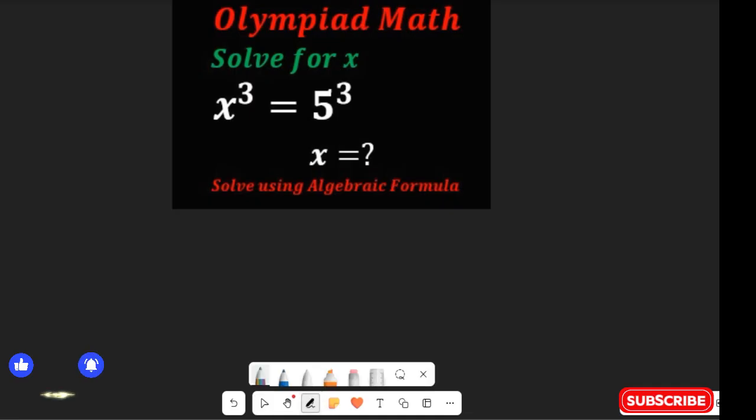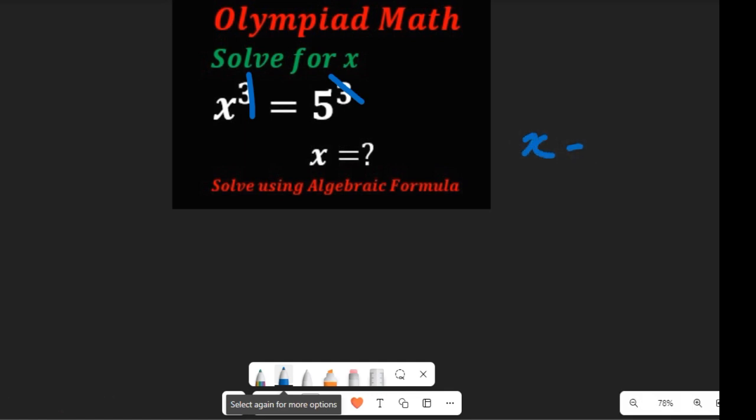Now, given this kind of expression, many will just decide to say, let 3 cancel out 3, and then x will be equal to 5. You might be right, but then maths is not as easy as this. If it is, then many will be solving it. But if we do it this other way, we can have a better solution to this expression.